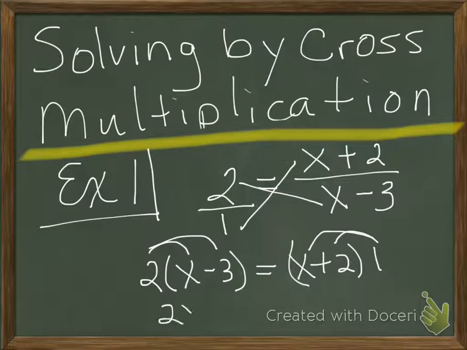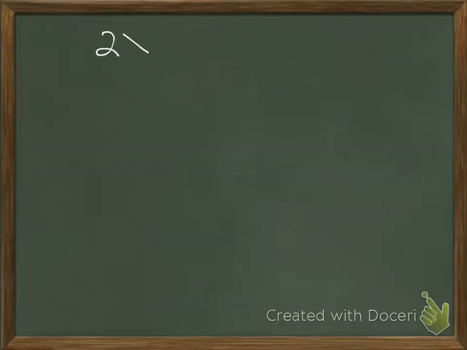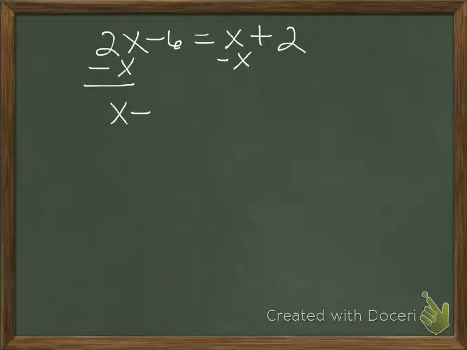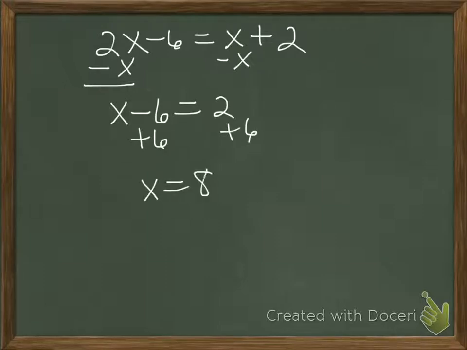and that gives me 2x minus 6 equals x plus 2. And now I just need to solve this for x. So I'm going to write on the next page 2x minus 6 equals x plus 2. So we're just going to solve this for x. From the right side I'm going to subtract x, and from the left side I'm going to subtract x. That leaves me with 1x minus 6 equals 2. Add 6 to both sides, and I get x equals 8, and x equals 8 is my solution.